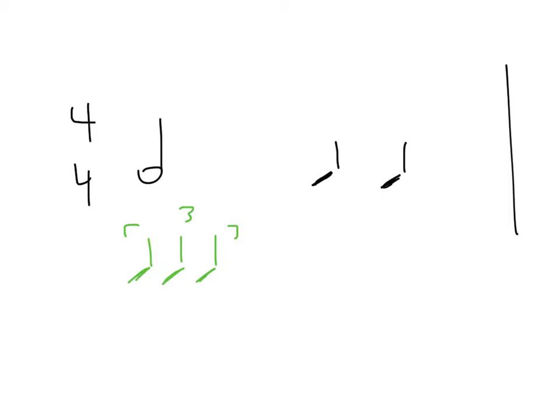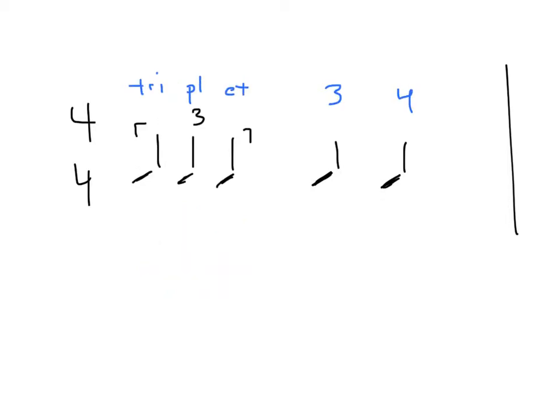Here we have a simple measure in 4/4 time signature with a half note and then two regular quarter notes. That half note gets 2 beats in this time signature. And then we're going to change that half note into 3 quarter note triplets.